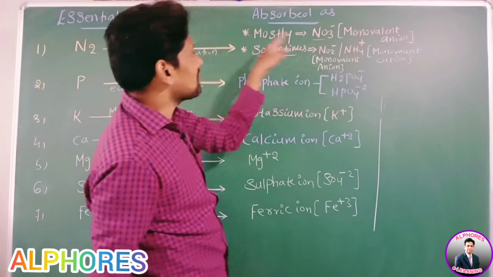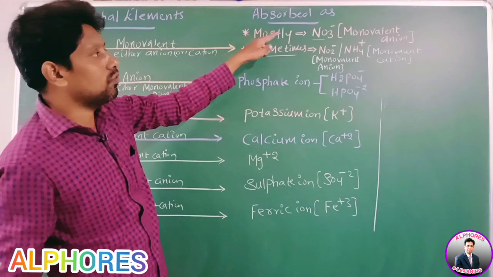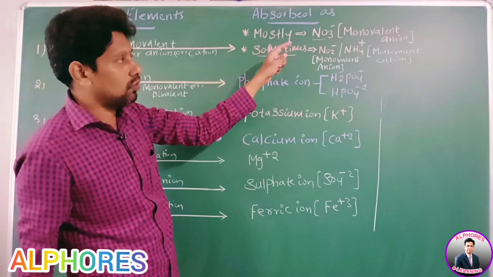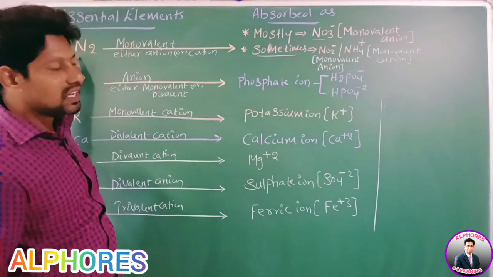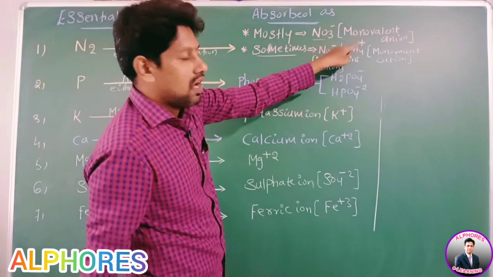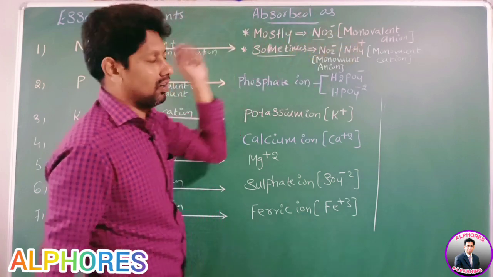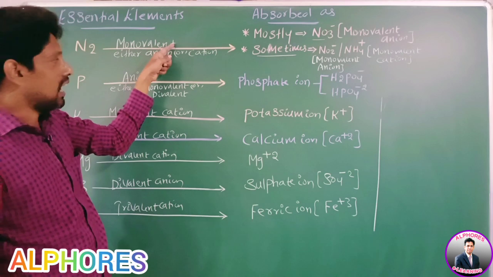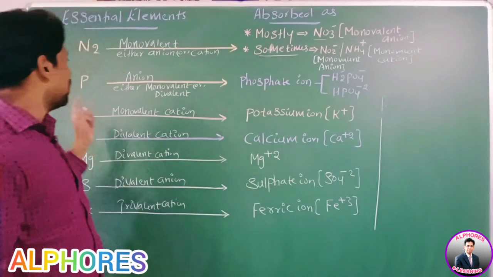It means the plant is absorbing nitrogen mostly in NO3 minus form, and sometimes as NO2 minus or NH4 plus. It means nitrogen is absorbed in monovalent form, either as an anion or as a cation. Okay, go for the second one.